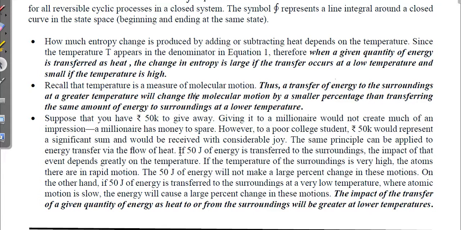Okay. For example, suppose you are transferring 50 joule of energy to the surrounding, then the impact depends greatly on the temperature. How? If the temperature of the surrounding is very high, the atoms are in rapid motion. We know if temperature is high, then the molecular motion will be very high. Then 50 joule of energy will not make a large percentage change. We are talking about large percentage change in this motion. On the other hand, if 50 joule of energy is transferred to the surrounding at very low temperature, where atomic motion is low, the energy will cause a large percentage change in motion.